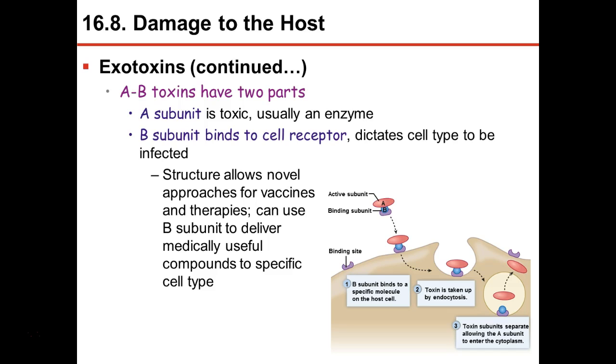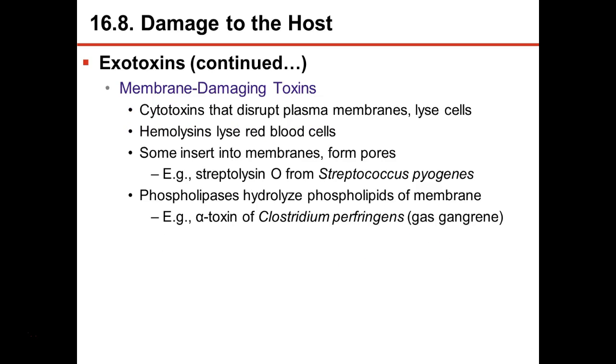It's actually an enzyme that traditionally has some sort of negative reaction in our body in terms of causing damage. And so the A subunit is always the toxin, where the B is the cell receptor. Another type of toxin are membrane damaging, and so these are going to be ones that damage the plasma membrane. In the case of some of them, hemolysins are able to lyse the red blood cells.